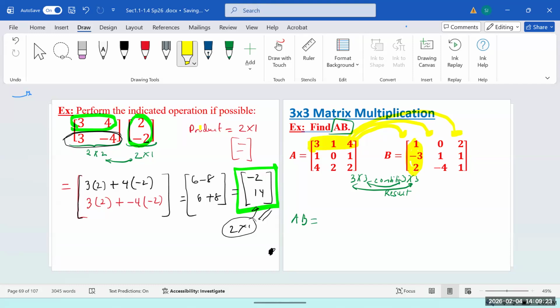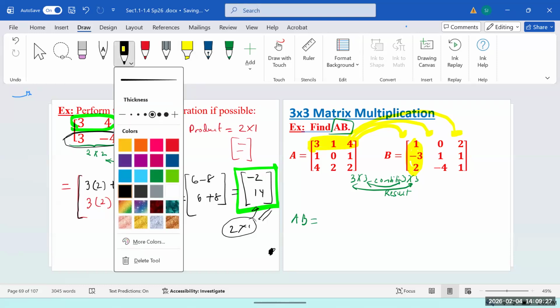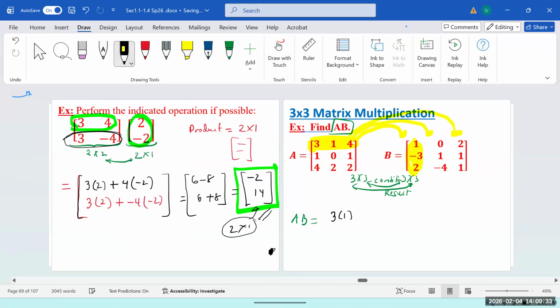Christian, you can do the next one. Go ahead. For the first row, it would be 3 times 1, so 3. And 1 times -3, so -3. And then 4 times 2, so 8. Okay, so our result is plus 3 minus 3, you cancel out. We have 8 here.